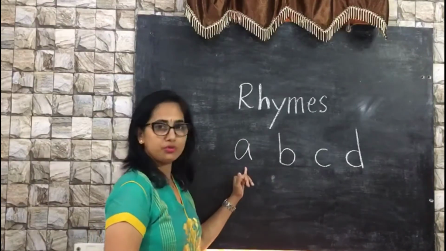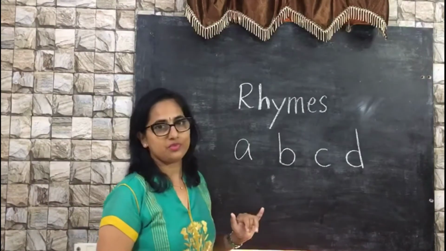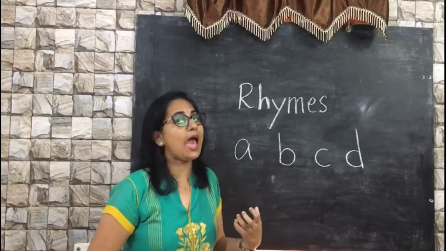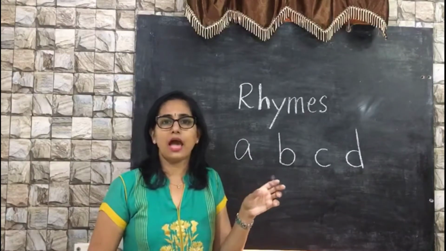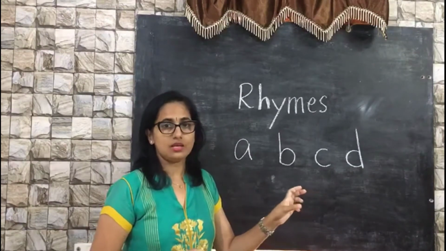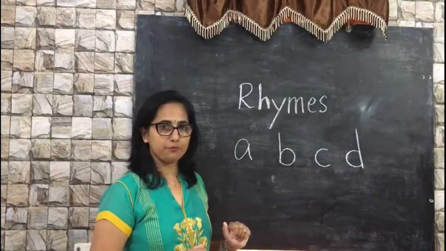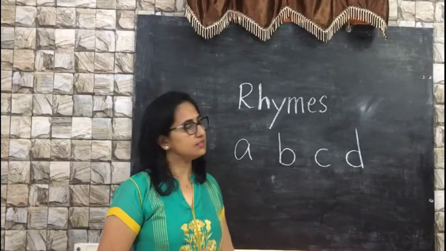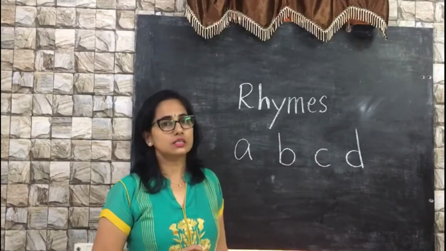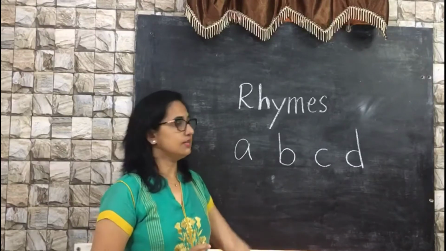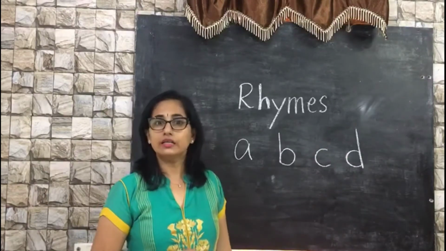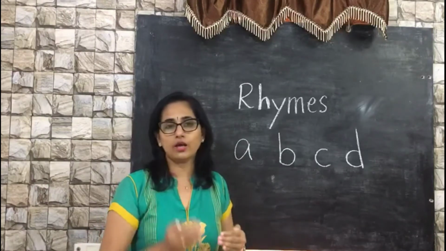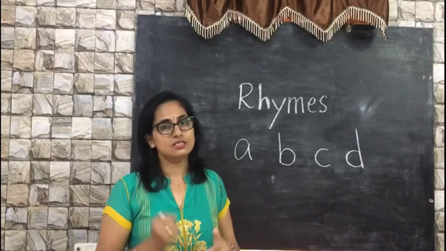Here, the sound of A is A. What is the sound of A? It's A. When you pronounce apple, the beginning sound of apple is A. That is the sound of A. And sound of B is B. And sound of C is K. And sound of D is D. Just keep repeating this. When you are thorough, it will be very easy for you to teach your child.